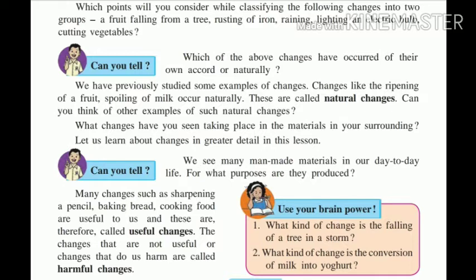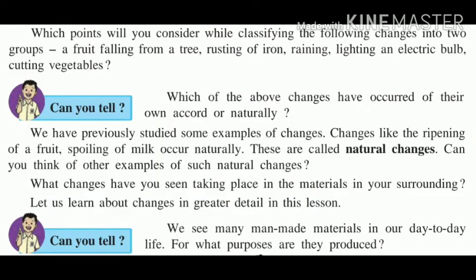Use your brain power. What kind of change is falling of a tree in a storm? It's a natural change. What kind of change is conversion of milk into yogurt? It's a harmful change because it doesn't give anything to us. Which points are we considering generally here? We are considering two different points: one, the natural ones, and another, the harmful ones. So clearly we can say that we can classify natural changes and useful and harmful changes.